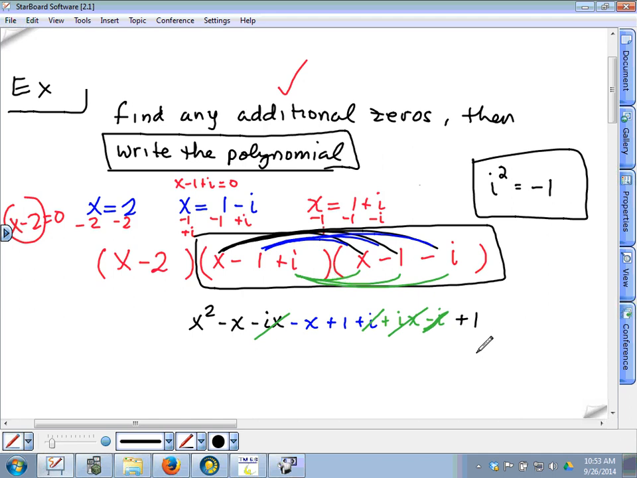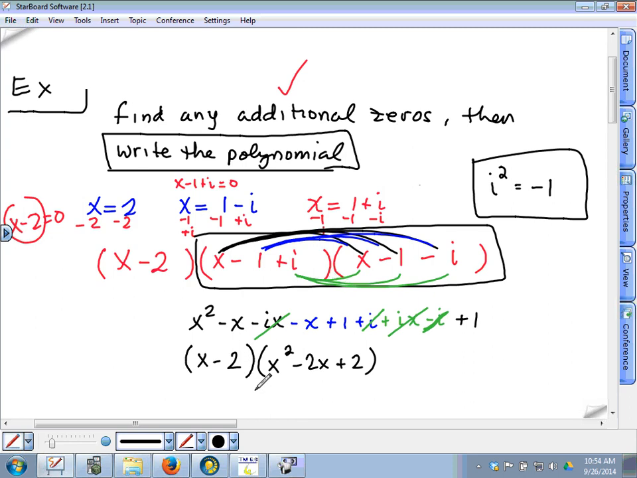Now do you see what happened? There are no more i's in this expression. All we have left are what you would, I guess, call normal algebraic terms. We have an x squared, we have a minus 2x, and we have a plus 2. And you still need to multiply that with the x minus 2.